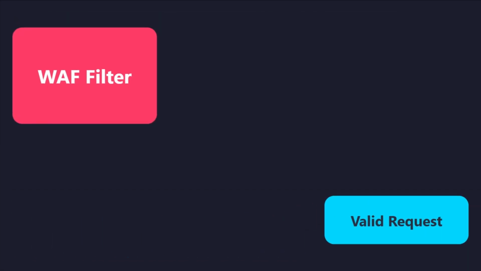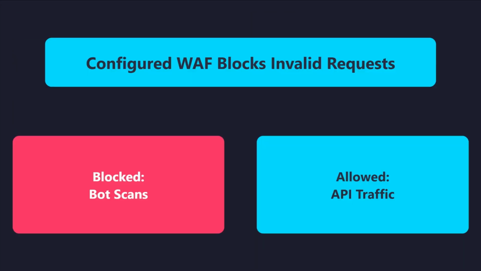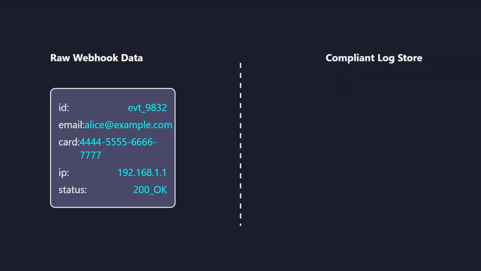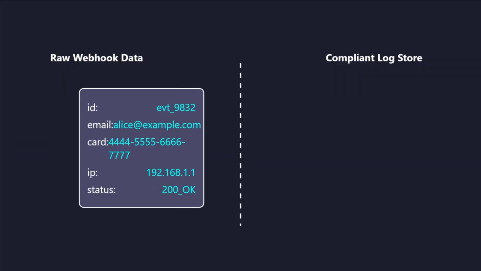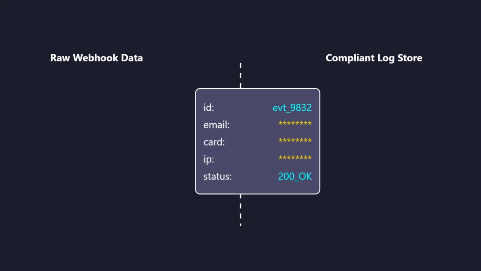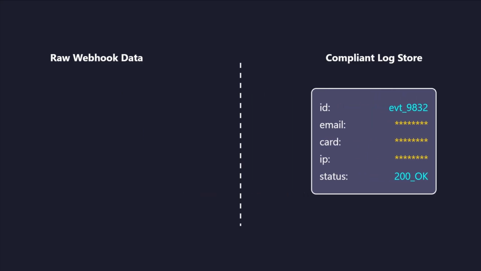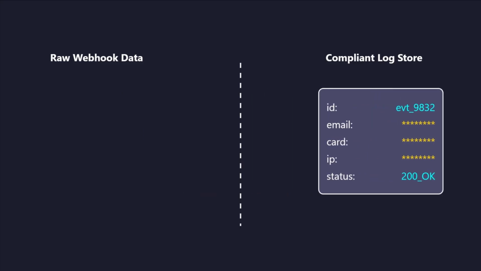Always enforce the presence of the Stripe signature header in your production environment. Configure your web application firewall to block any requests to your webhook endpoint that lack this specific header to reduce load from bot scans. When logging webhook data for debugging, be careful not to store sensitive customer information in plain text logs. Mask personal details or financial identifiers to remain compliant with data protection regulations while still retaining the event metadata. Your webhook strategy is now complete.